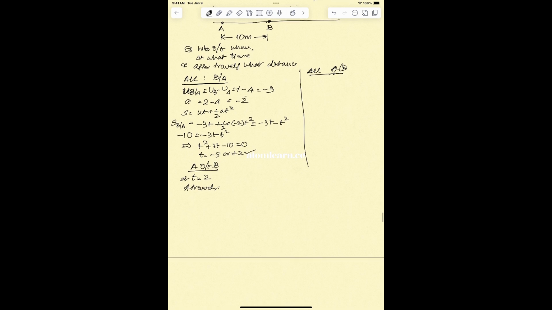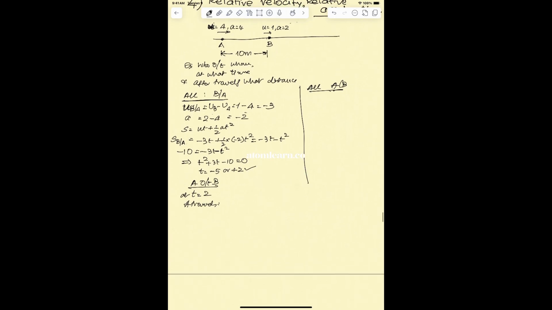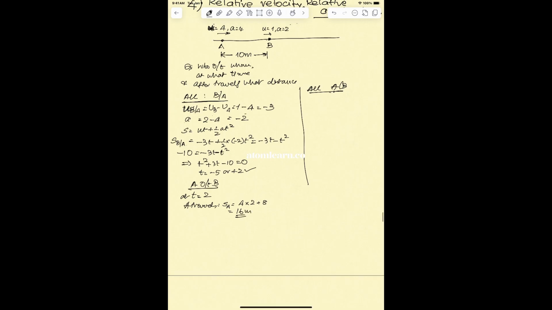At what time? t equal to 2 seconds, and by which time A has traveled total distance. Then we have to apply this particular time t equal to 2 to A's equation alone. What is A's equation? Travel distance S of A is u of A, which is 4, times t, which is 2, plus half into a of A, which is 4, times t squared, which is 4, equal to 8. Therefore, this is equal to 16 meters. After traveling 16 meters, all three answers have been given. A overtakes at time t equal to 2 seconds, after traveling 16 meters.